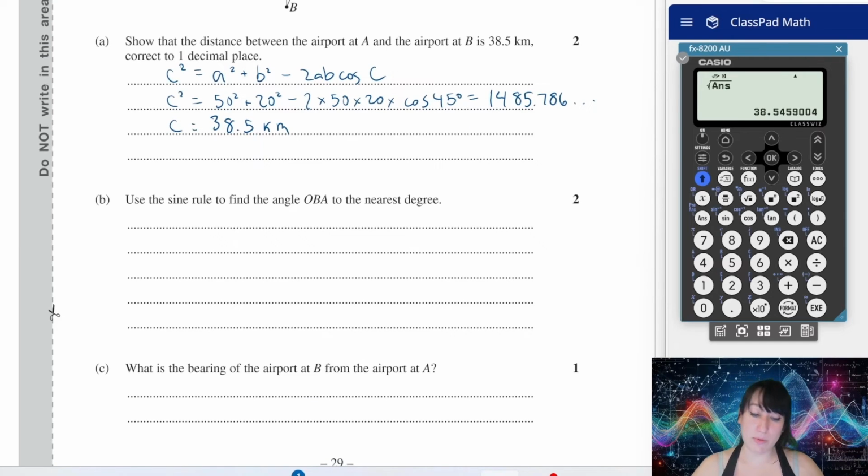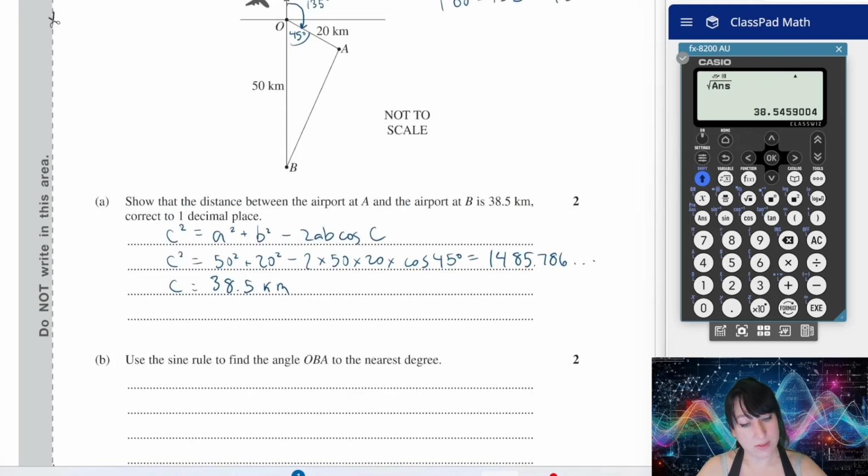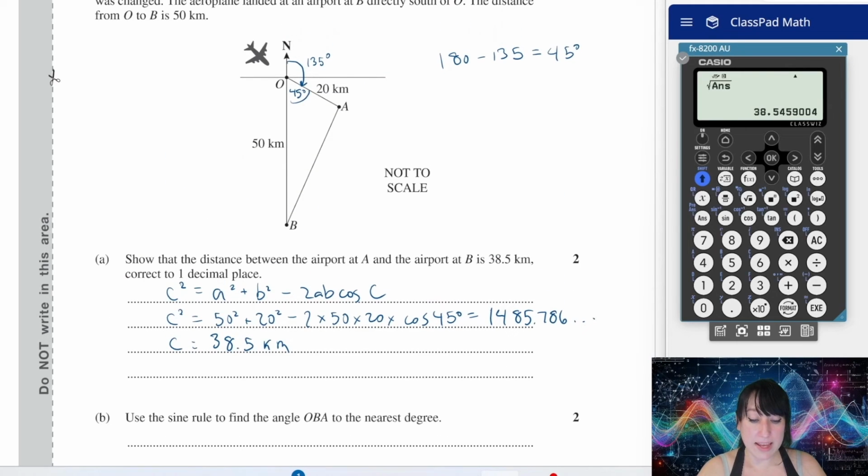Part B, use the sine rule to find the angle OBA to the nearest degree. So angle OBA is this one here. And it says do the sine rule. So that angle is across from that 20, there. And we now know side AB is 38.5. So that can be paired with the angle we know already, which is 45.